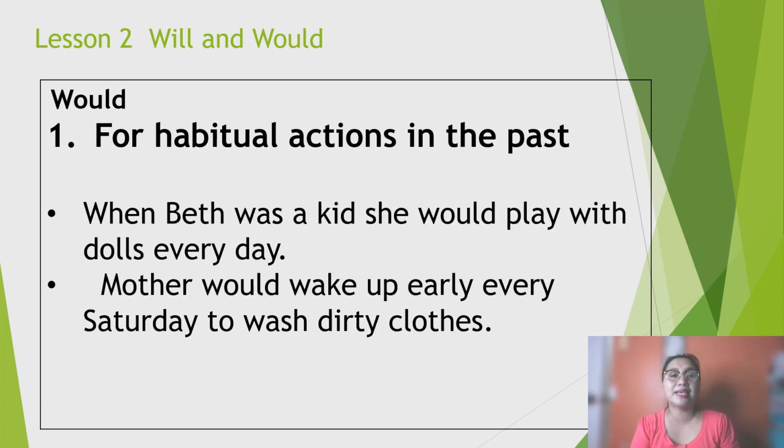Okay. Next is, you also use the modal would if you're talking about habitual actions in the past, meaning if you're talking about the things that you have done many times in the past. For example, when Beth was a kid, she would play with dolls every day. Mother would wake up early every Saturday to wash dirty clothes. Okay? That is talking about habitual actions.